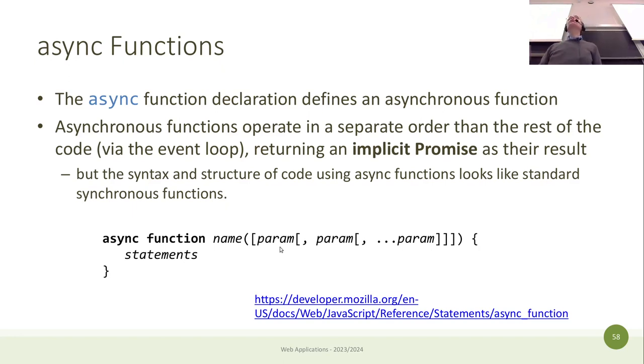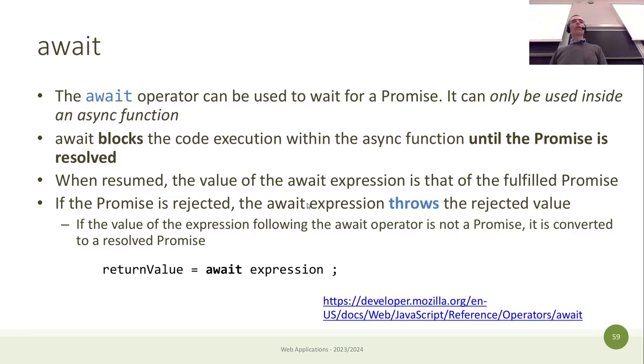Okay? And you can write a function in the way you like. I mean, this is just a usual function. It's just that by prepending the async keyword, you make it return a promise. And the return value will be simply put into the fulfilled value of the promise. And the await waits for a promise to be fulfilled or rejected.